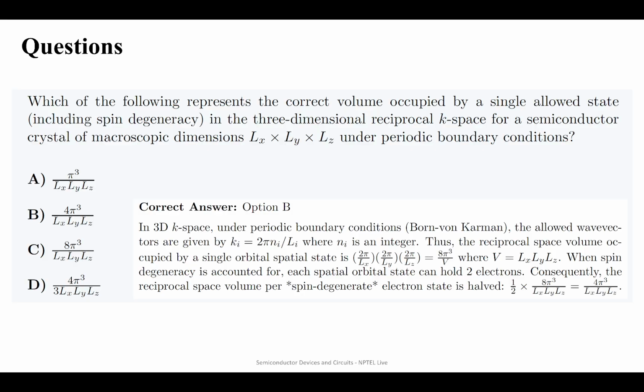So the answer to this is option B. So in 3D space, the allowed wave vectors are given as ki equals 2π ni by Li, where ni is an integer. Thus, the reciprocal space volume occupied by a single orbital spatial state is 2π by Lx, 2π by Ly, 2π by Lz, that is 8π³ by LxLyLz. And if we apply the spin degeneracy, then each orbital state can hold two electrons. Consequently, the reciprocal space volume per spin-included electron state is half, making it 4π³ by LxLyLz.